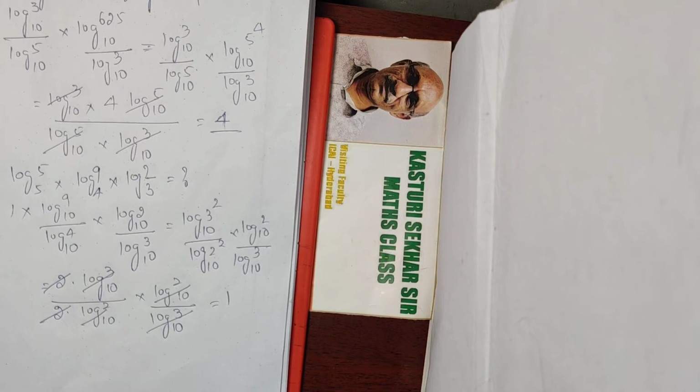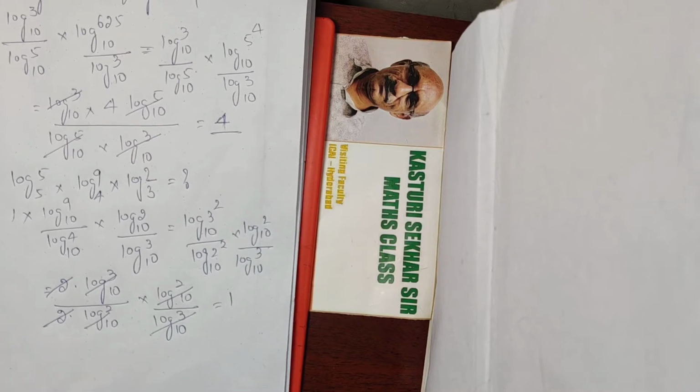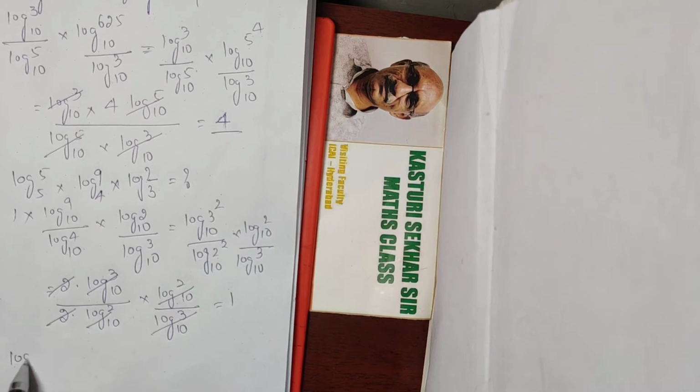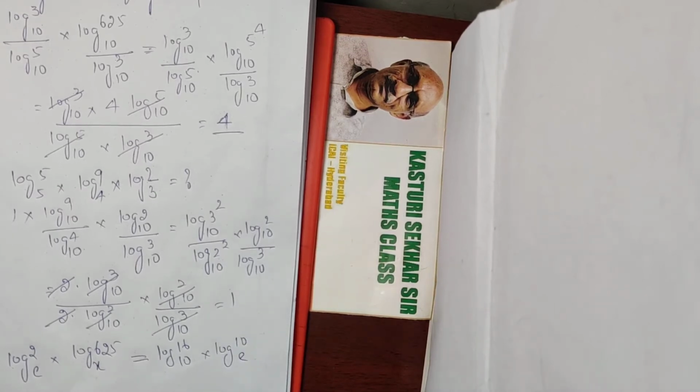Okay, sir. Let's go for the next question. Question number 3. Log 2 to the base e into log 625 to the base x is equal to log 16 to the base 10 into log 10 to the base e. Then x is equal to question mark. This is my problem.